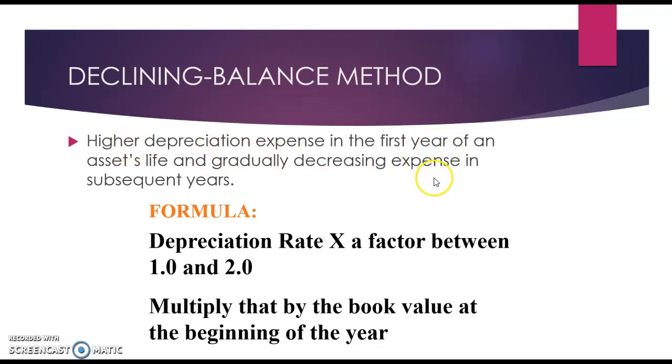meaning there's a higher depreciation expense in the first year of the asset's life, and then less during the next years. So in straight line depreciation, we learned that it was the same amount every year, other than possibly the first or last years being different depending. But here we're going to have lots of depreciation the first year. Now, why would we want to do that?